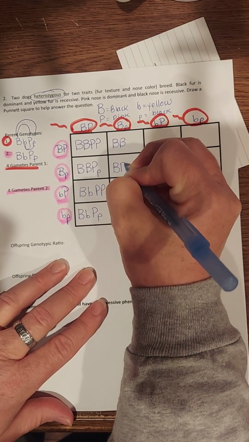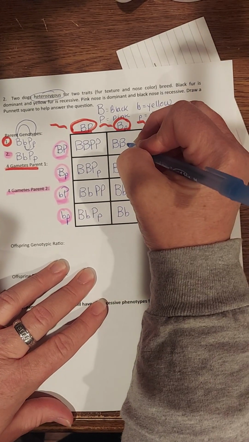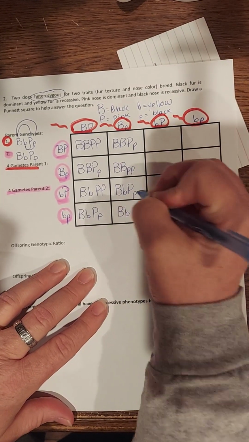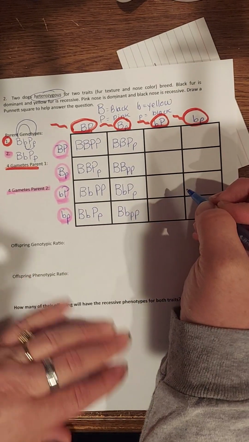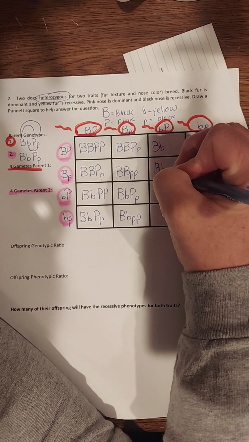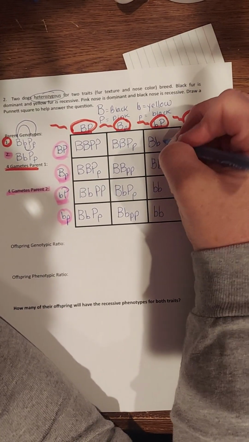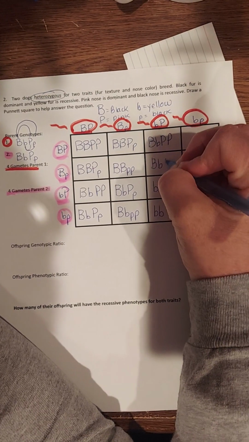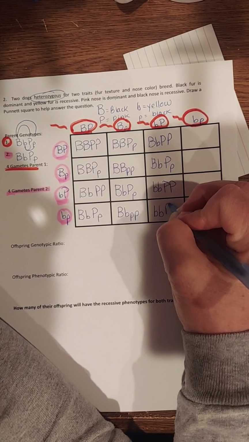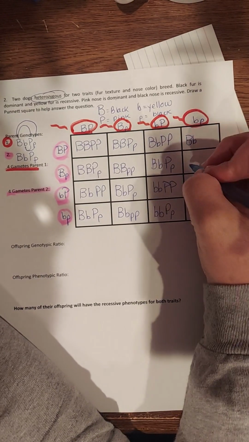You can even do it like this if you want. Do all your B's first, and then maybe your P's. Sometimes it helps if you do it that way. Then you don't get mixed up, because, man, after a while, you can start writing all kinds of goofy stuff. Hopefully I'm not making any mistakes.